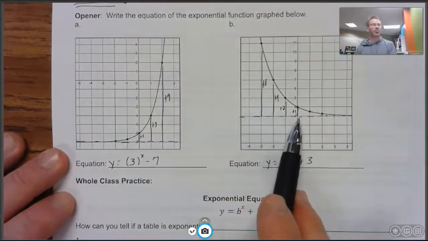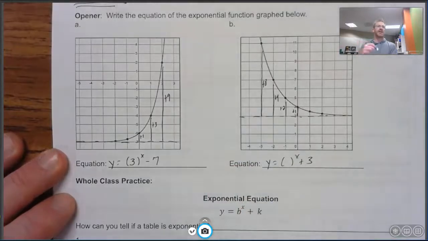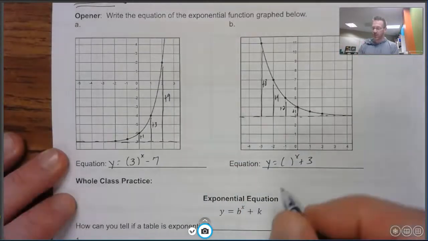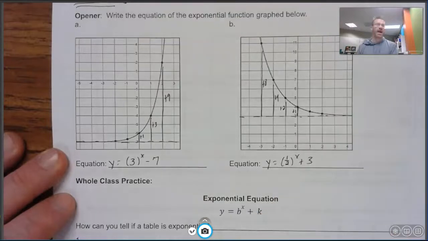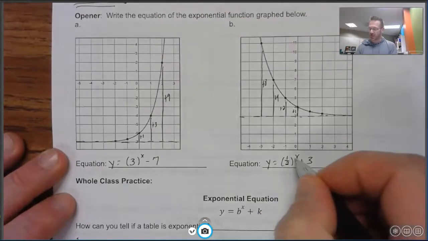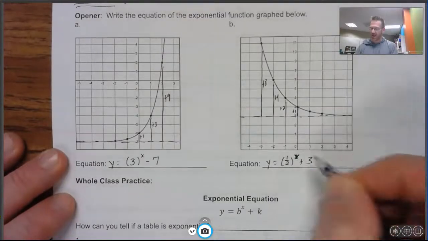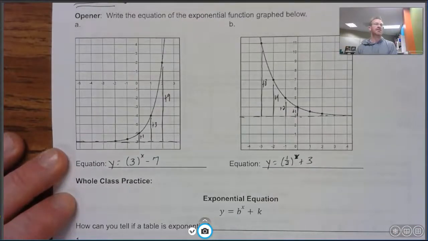8, 4, 2, 1. So what are you doing? You are dividing by 2. So what is my base going to be? It's going to be 1/2. So there's my equation: y equals 1/2 to the x plus 3. And remember, if the x is the exponent, it is exponential.